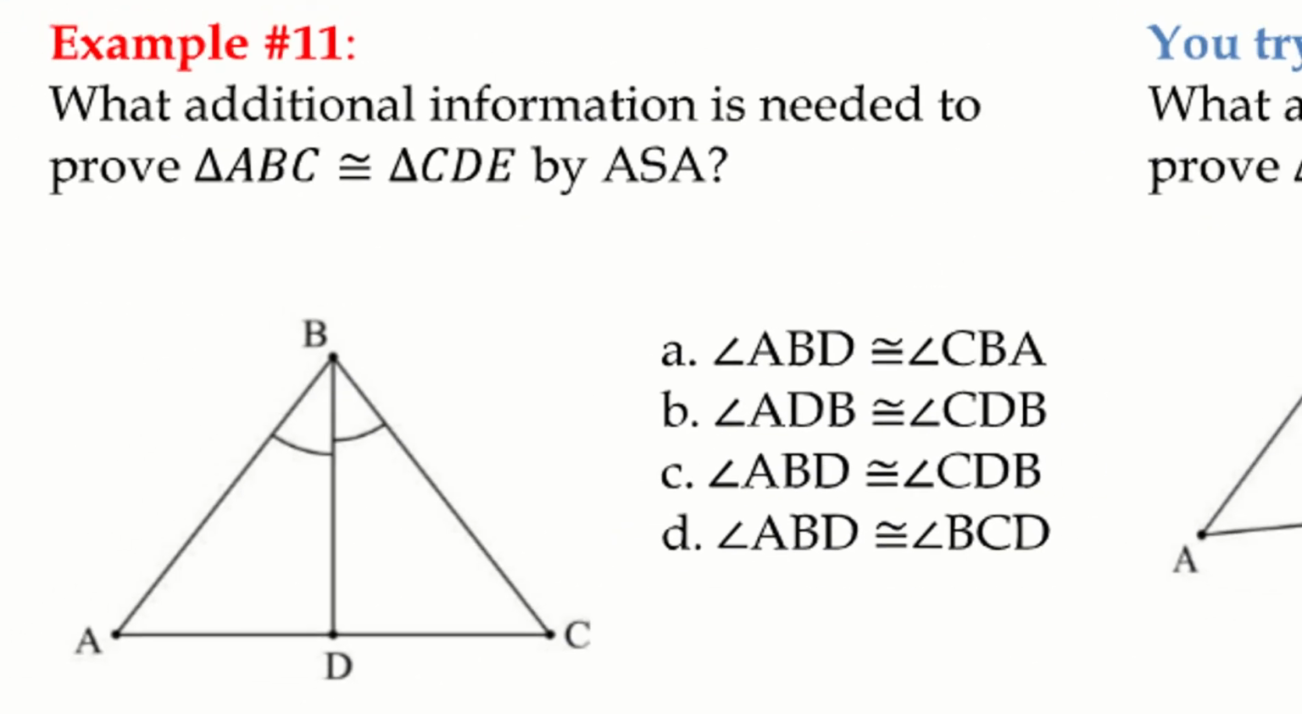Alright, let's take a look at example 11. So what additional information is needed to prove triangle ABC and triangle CDE by angle, side, angle? So angle, then a side, and then an angle. We started with the angle. We have the reflexive property in the middle here, and we need another angle. So that would have to be this angle down here, right? Because angle, side, angle, this is an included side.